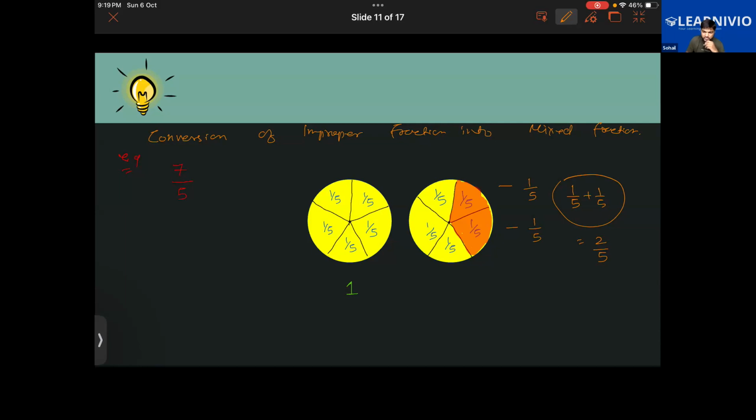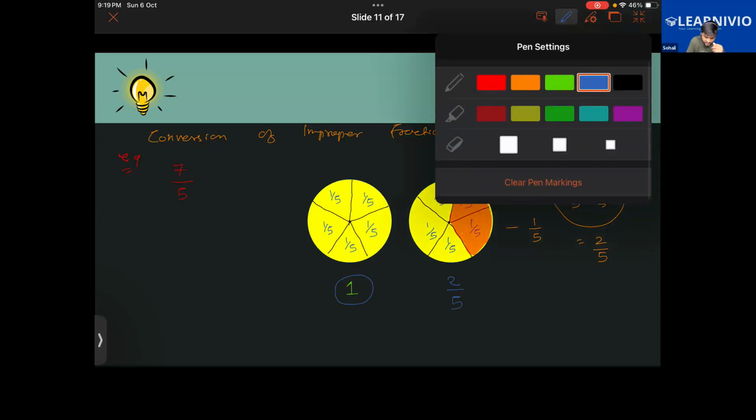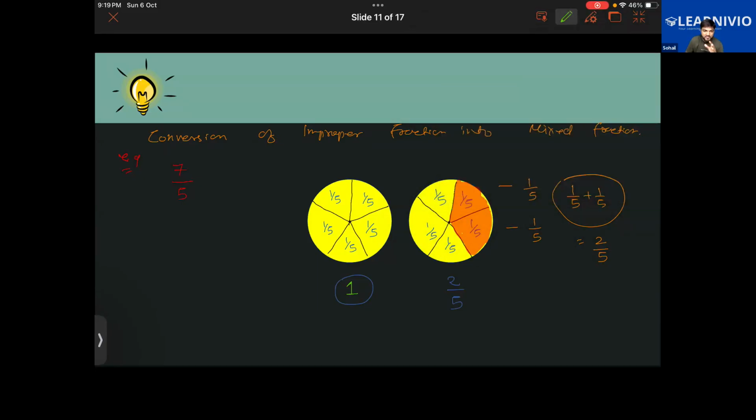Okay, that is one thing. So we had the improper fraction 7 upon 5, and now we have broken it in this manner, such that this one represents 1 and this one represents 2 upon 5. So this one represents the whole, and only two portions are shaded, so we are representing it by 2 upon 5. And in the combined manner, we know it is 1 2 upon 5.